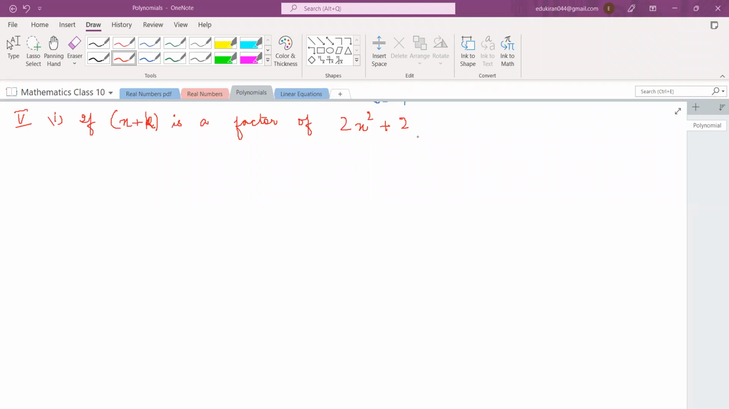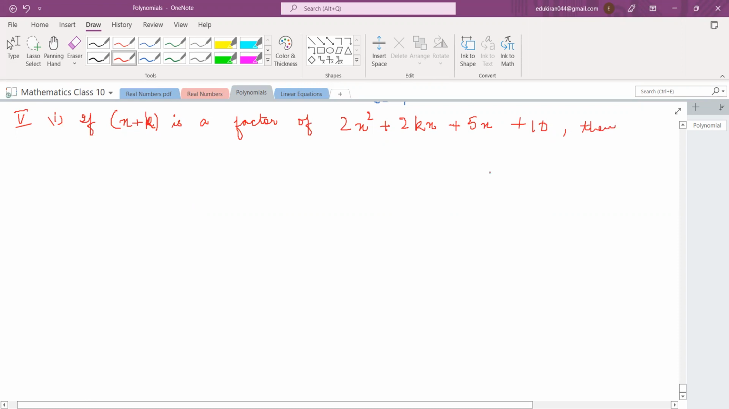So x plus k is a factor of 2x square plus 2kx plus 5x plus 10. Okay, then find the value of k. Right? Now how to solve it?